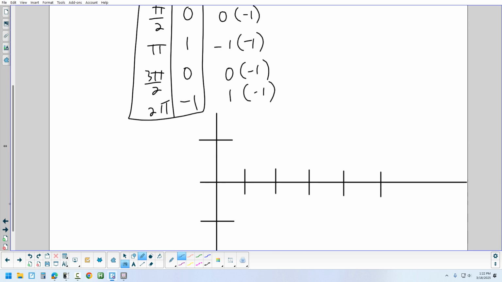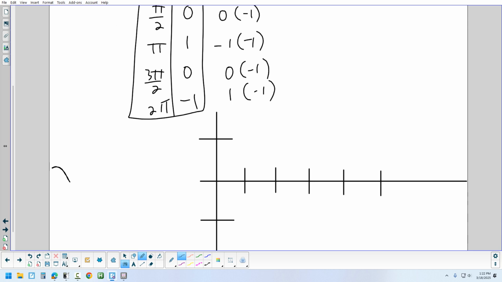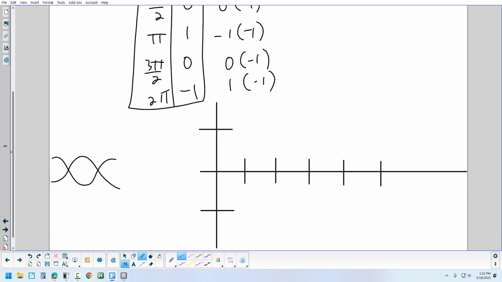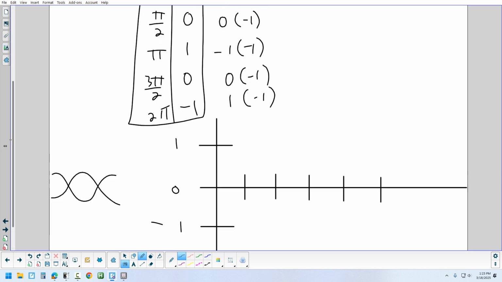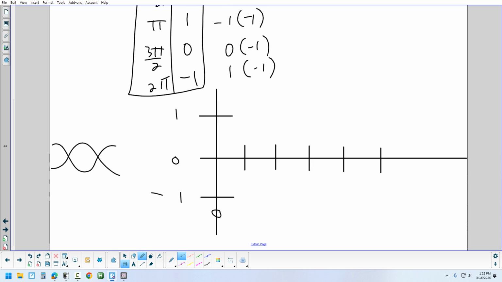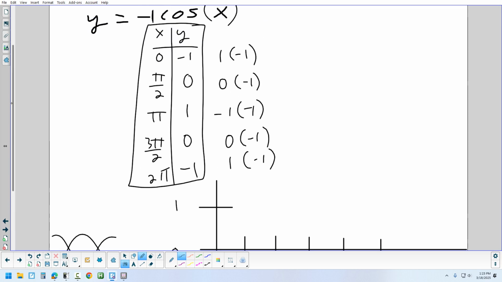All right, so now the cosine function normally, when we draw it, it looks something like that. This one is going to look more like that. It's going to flip. All right, so let's label everything. We got 0, -1, 1. We got our 0, pi over 2, pi, 3 pi over 2, 2 pi. Okay, and we're going to start at 0, -1.